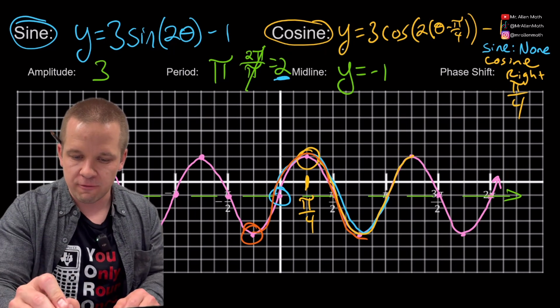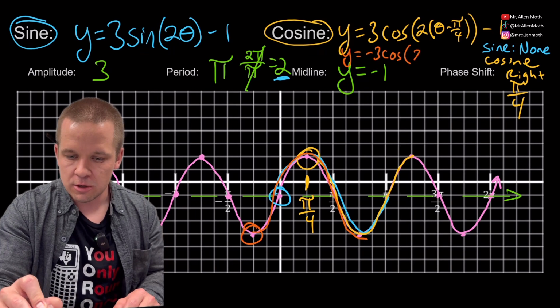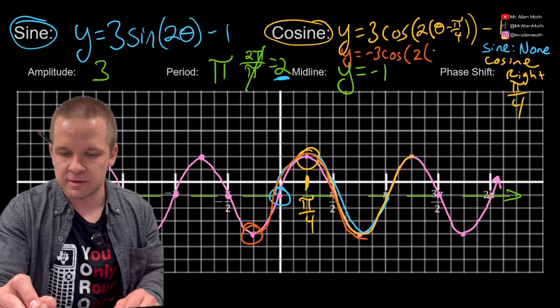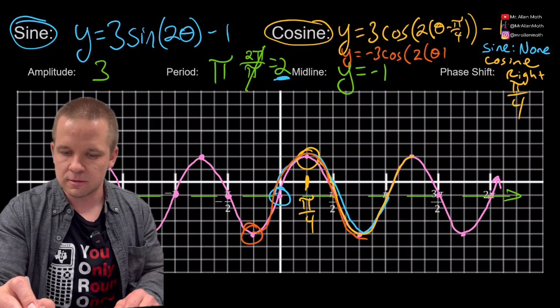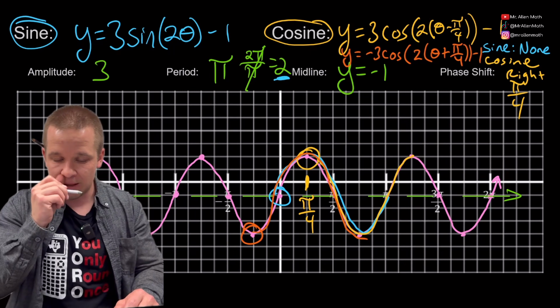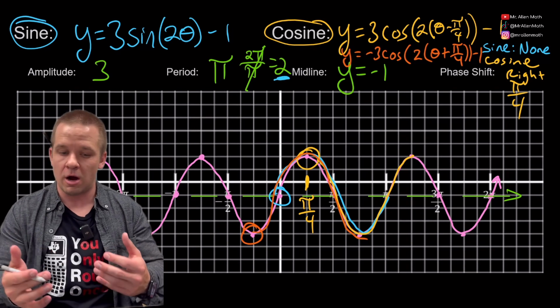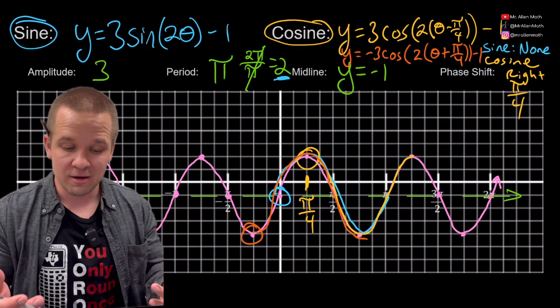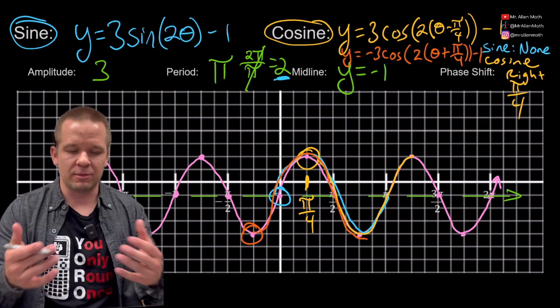So instead, we're going to have y equals -3 cosine of, my period's still the same, so the multiplier is the same, theta, but I'm going to the left pi over 4, so it'll be plus pi over 4, close, close, minus 1, and there we go, we have another version of our cosine function. So there are actually an infinite number of correct answers for these problems, but we're usually going to stay within like the common few right there.